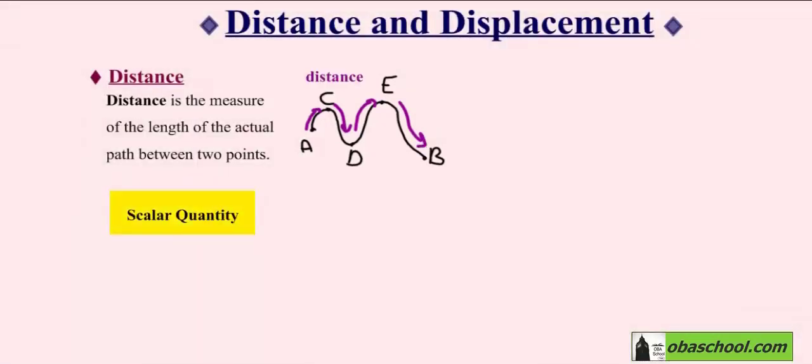Distance is a scalar quantity, which means it can be expressed through numbers. For example, we can say that distance is equal to 20 meters or 100 kilometers.